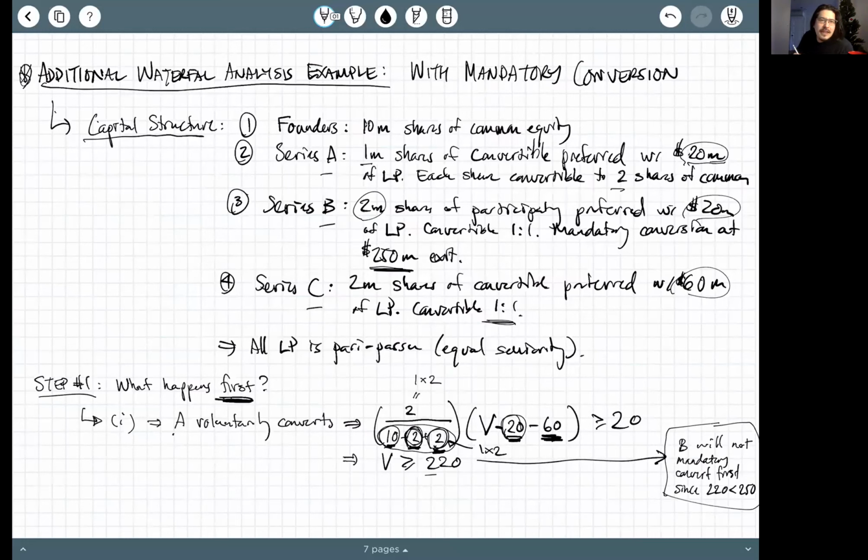we know that participating preferred will not voluntarily convert before A converts, because we know that A wants to convert at 220. But what we don't know yet is whether C might want to convert before A. So we need to check that, right? So our next option is C voluntarily converts first.